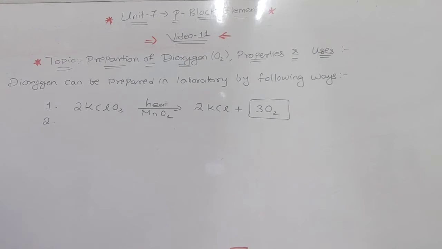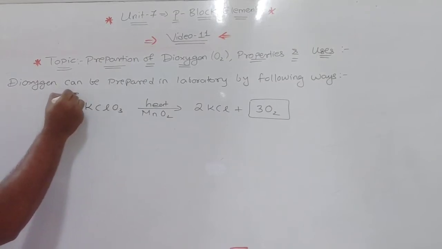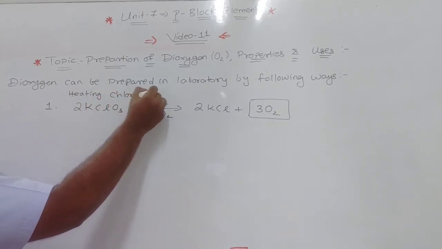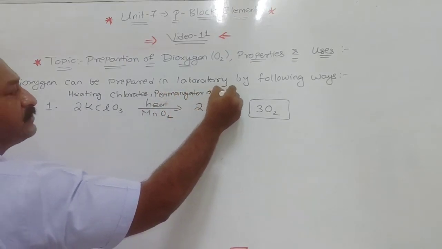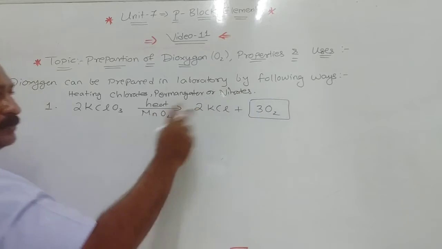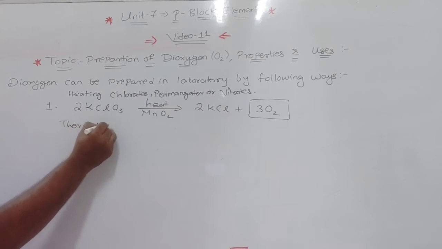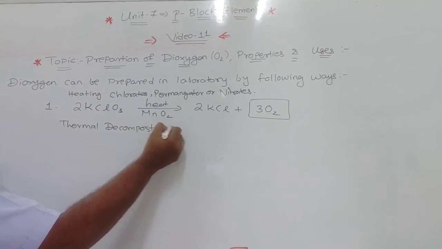A second technique is also there. It is by thermal decomposition of oxides of metals low in the electrochemical series. Otherwise you can heat chlorates, permanganates or nitrates, and you can prepare it. The second method is thermal decomposition. Thermal means by heating, decomposition.